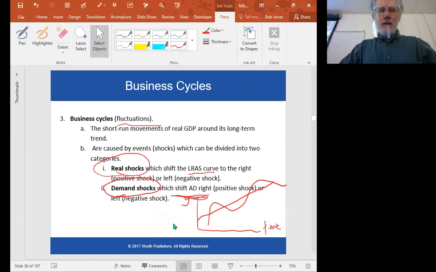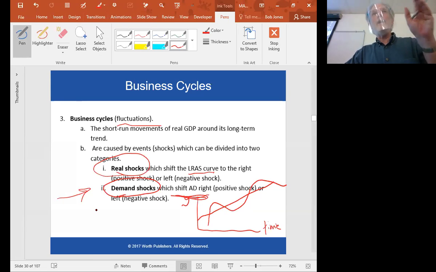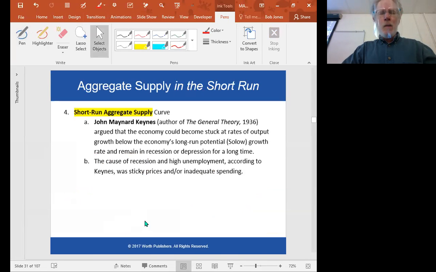To understand how these shocks work, especially to understand demand shocks, we have to now talk about the short run aggregate supply curve, which you've seen in some graphs that had that curve in it, but I haven't explained where it's coming from and how it works. So that's what we need to look at now. Question at this point? Okay, the short run aggregate supply curve.